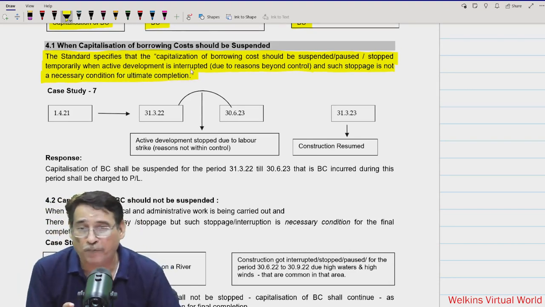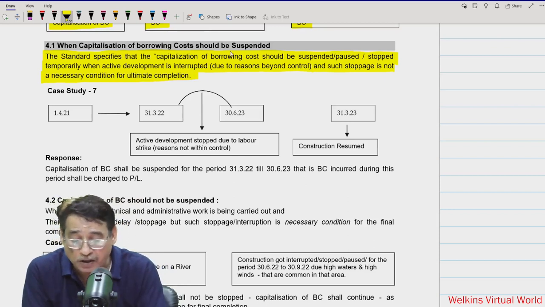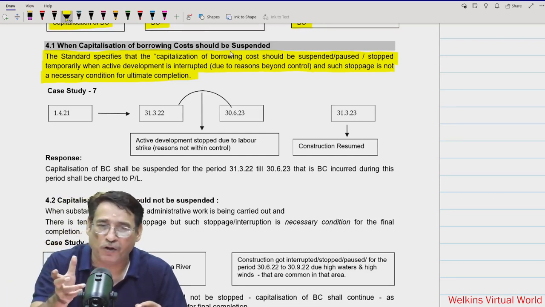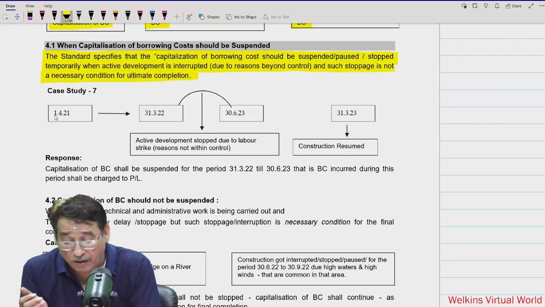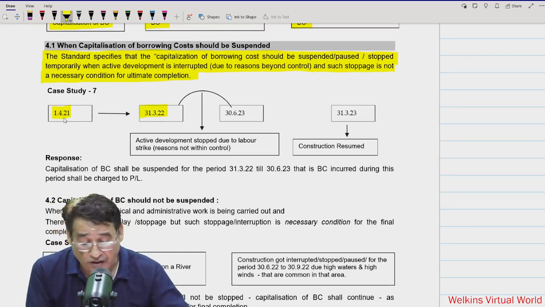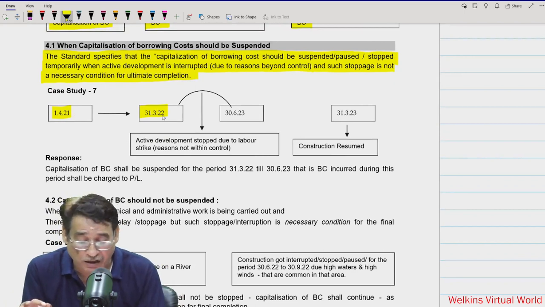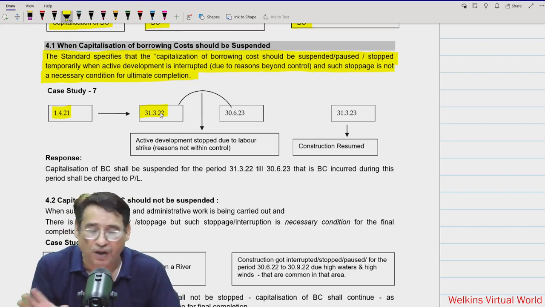Try to understand this point. The question says that when capitalization of borrowing cost should be suspended. That means when we should suspend for a while capitalizing the borrowing cost. Correct? Let us say from 1-4-2021 till 31-3-2023, some construction activity is going on.